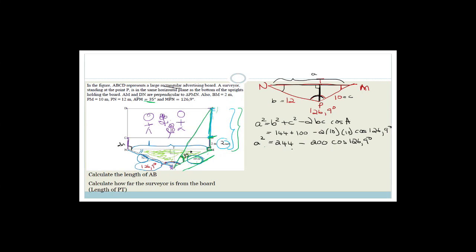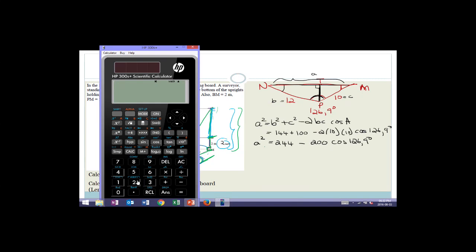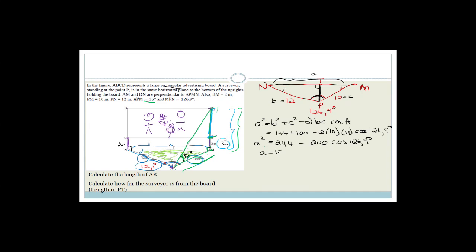Now we need to pop that in our calculators. So 244 minus 200 cos of 126.9, close bracket, equals, and that is 364.08. But that is a squared, so I'm going to square root my answer and I get 19.08. So a is 19.08, so the whole of this is 19.08 meters. But we want this length here, TP.